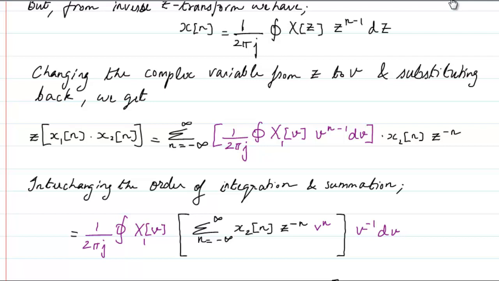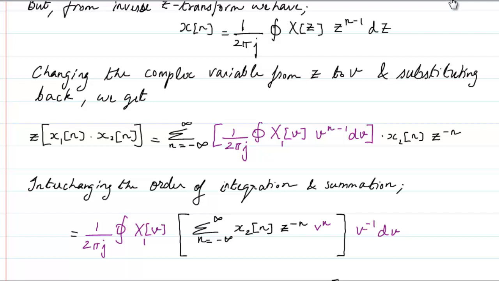Now if I change the order of integration and summation, that means I take this integration outside and the summation inside. Integration is with respect to v, so I take the v components outside and I take the n components inside. You can see that the summation has basically come inside, and since it is with respect to n, I have taken x2 of n z raised to power n also inside, and I have taken the integral x1 of v outside, and I am going to put the bracket.